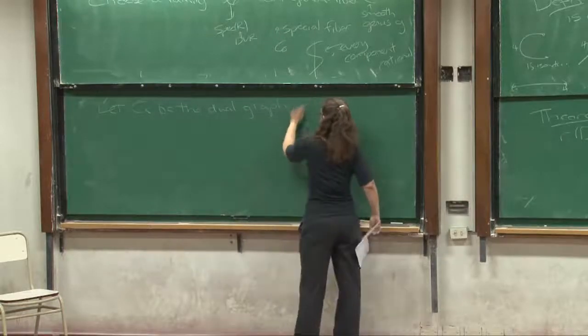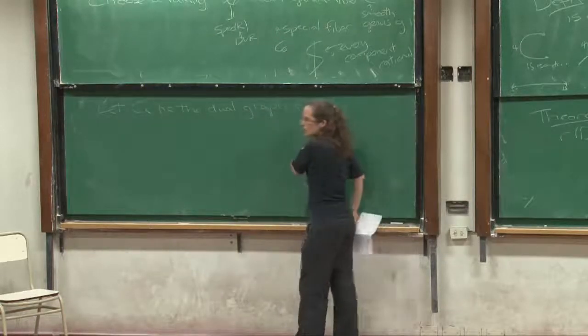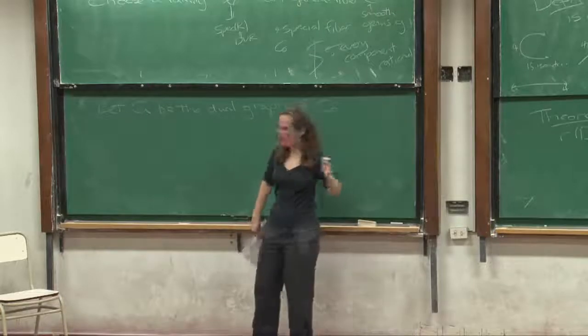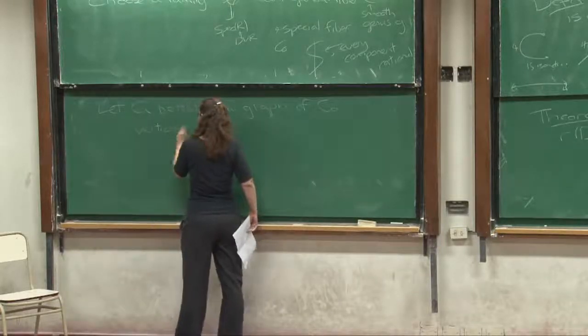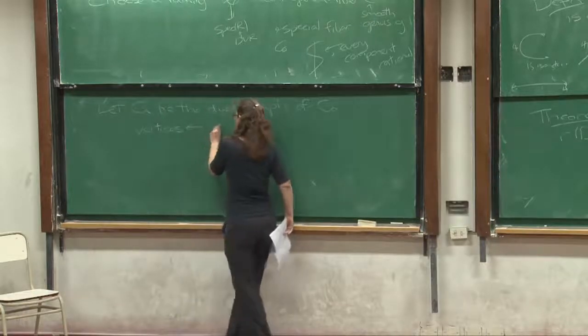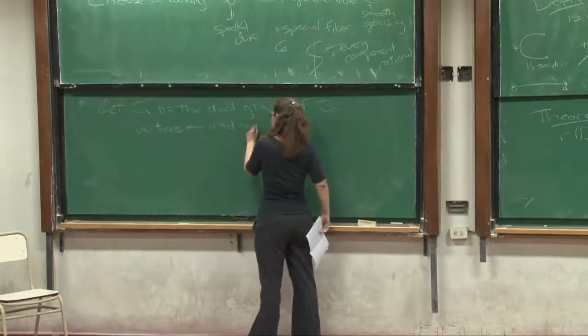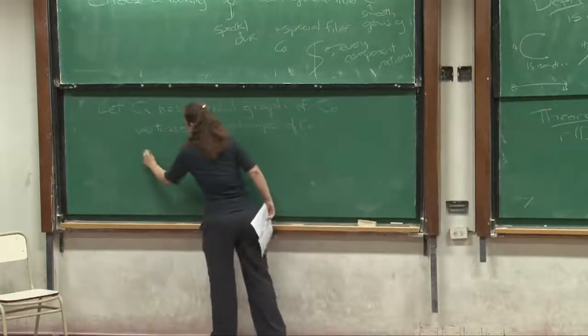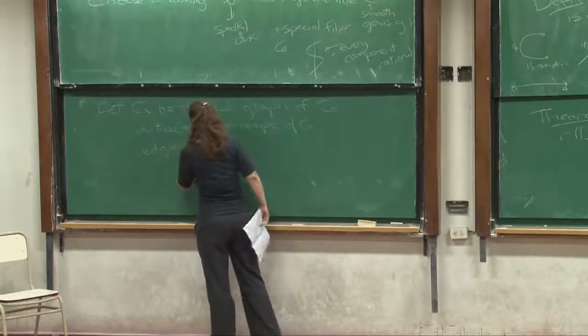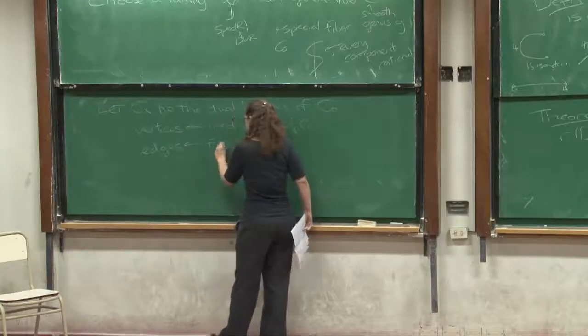I said this quickly yesterday. Let me say it a bit more slowly. This means it has vertices. These are going to be the irreducible components of C naught. And edges if two components intersect.